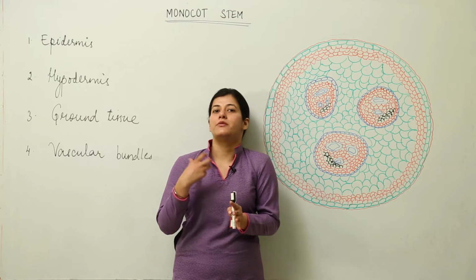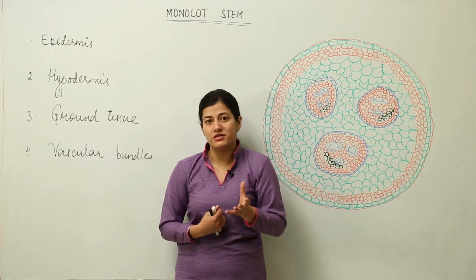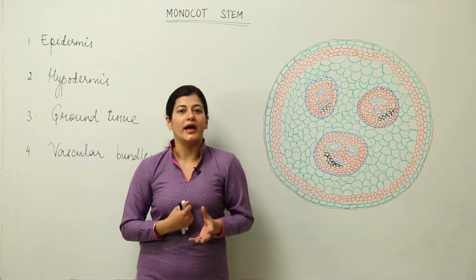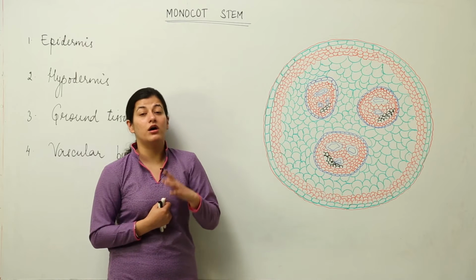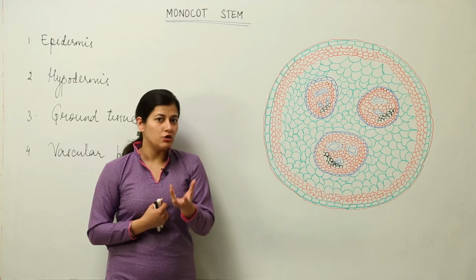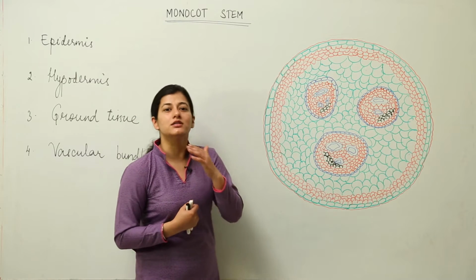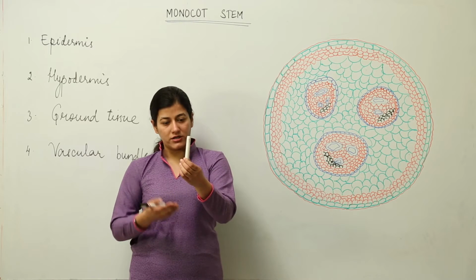idea of representing it in a diagrammatic way, so please pay attention how the diagram is made, and you need to practice it in your own hand so that you get a better idea of how a monocot stem would look under the microscope when you make a section of it. Which section? That is of course the transverse section we are talking about. Now consider this is a maize plant, you cut it like this.